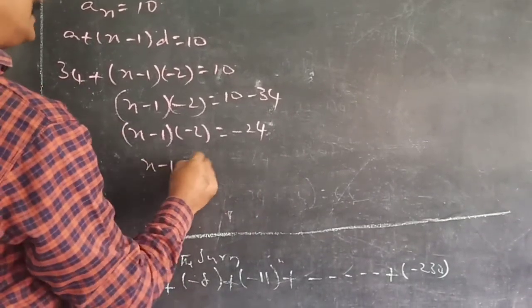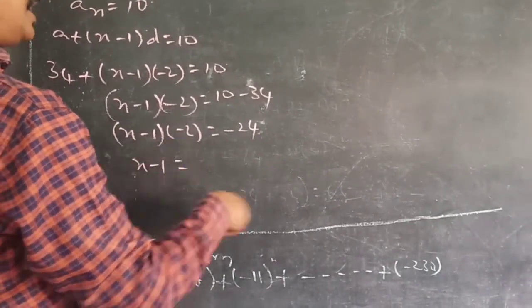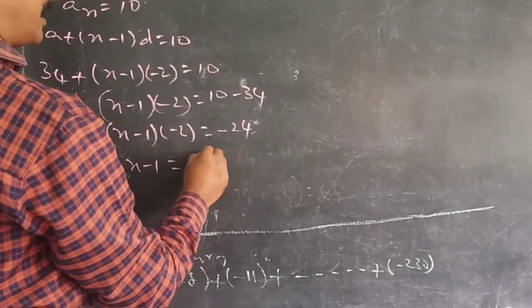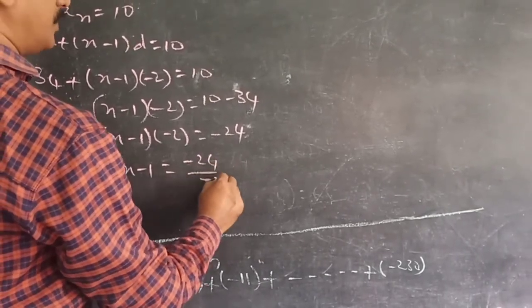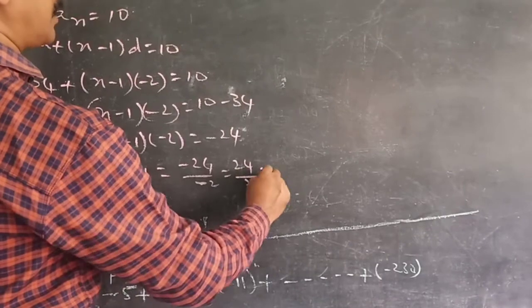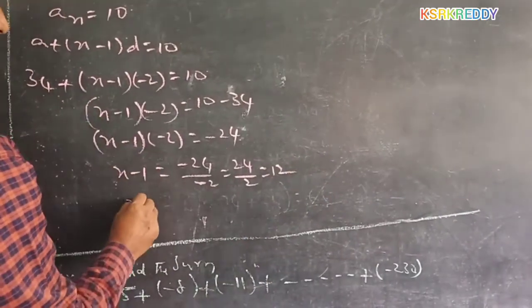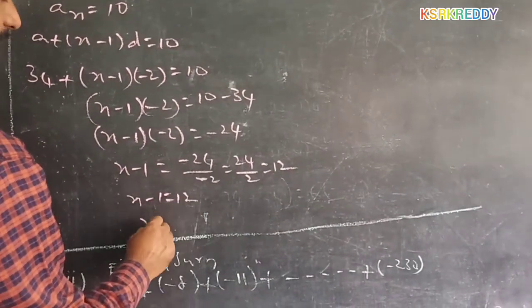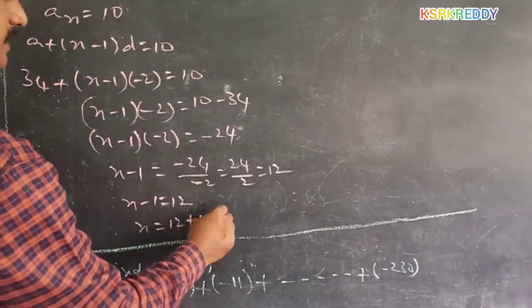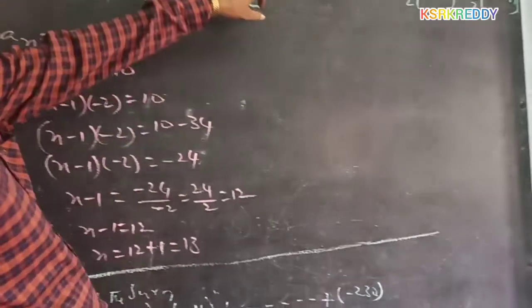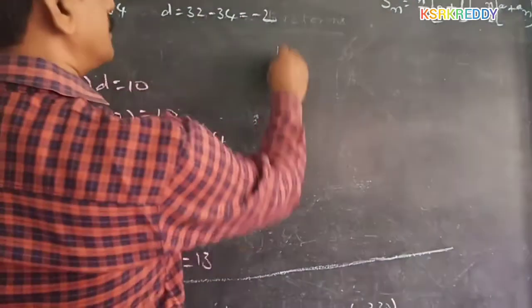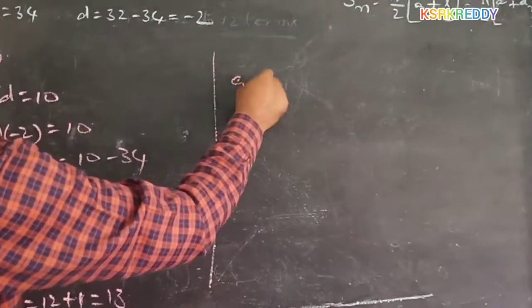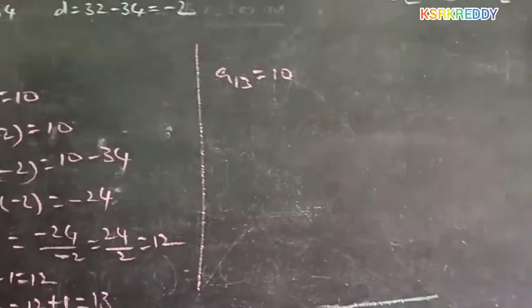So n minus 1 is equal to minus 24, and the minus 2 being multiplied here changes to that side as the denominator. Minus 24 by minus 2 equals 24 by 2, which is equal to 12. So n minus 1 equals 12, n equals 12 plus 1, which is 13. So 10 is the 13th term. So a13 is equal to 10.